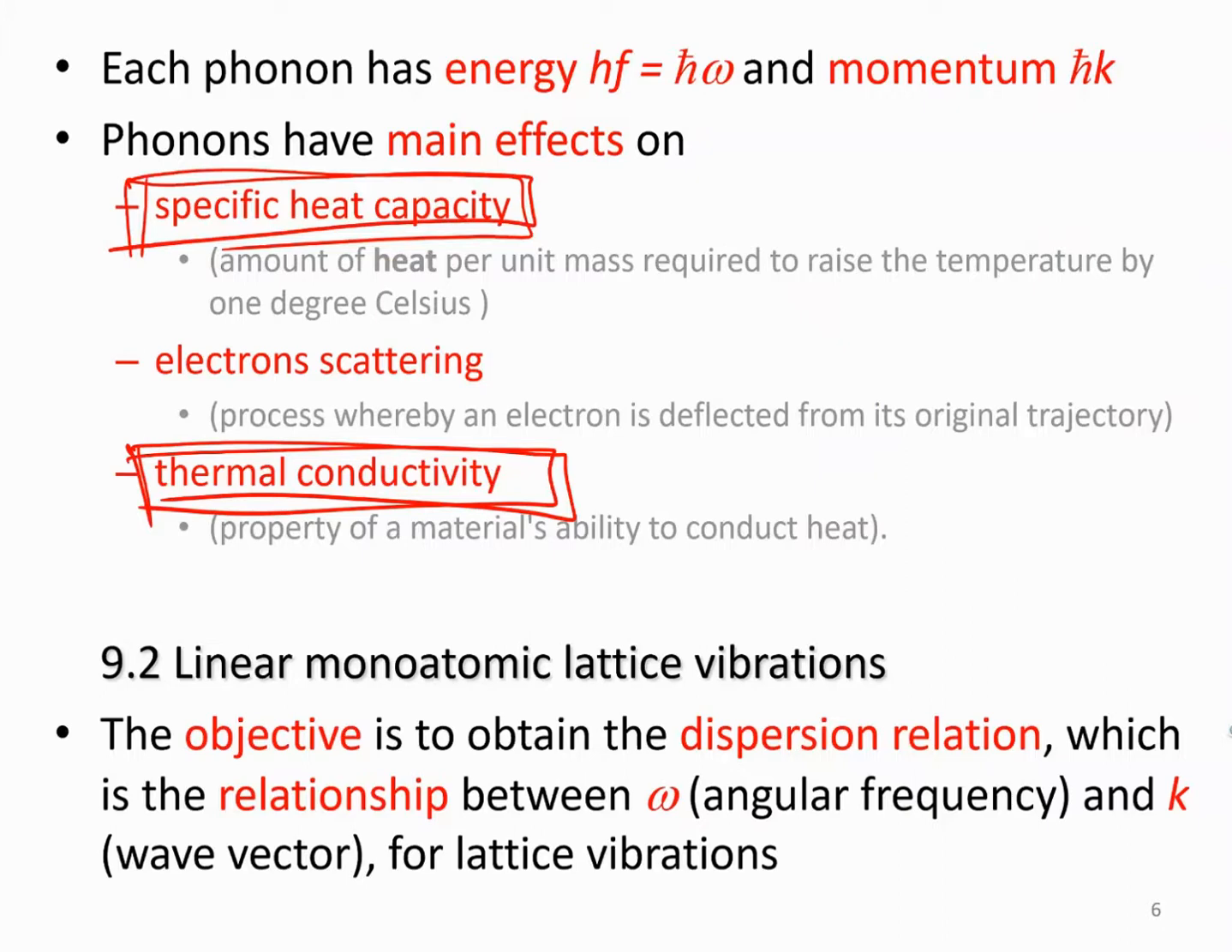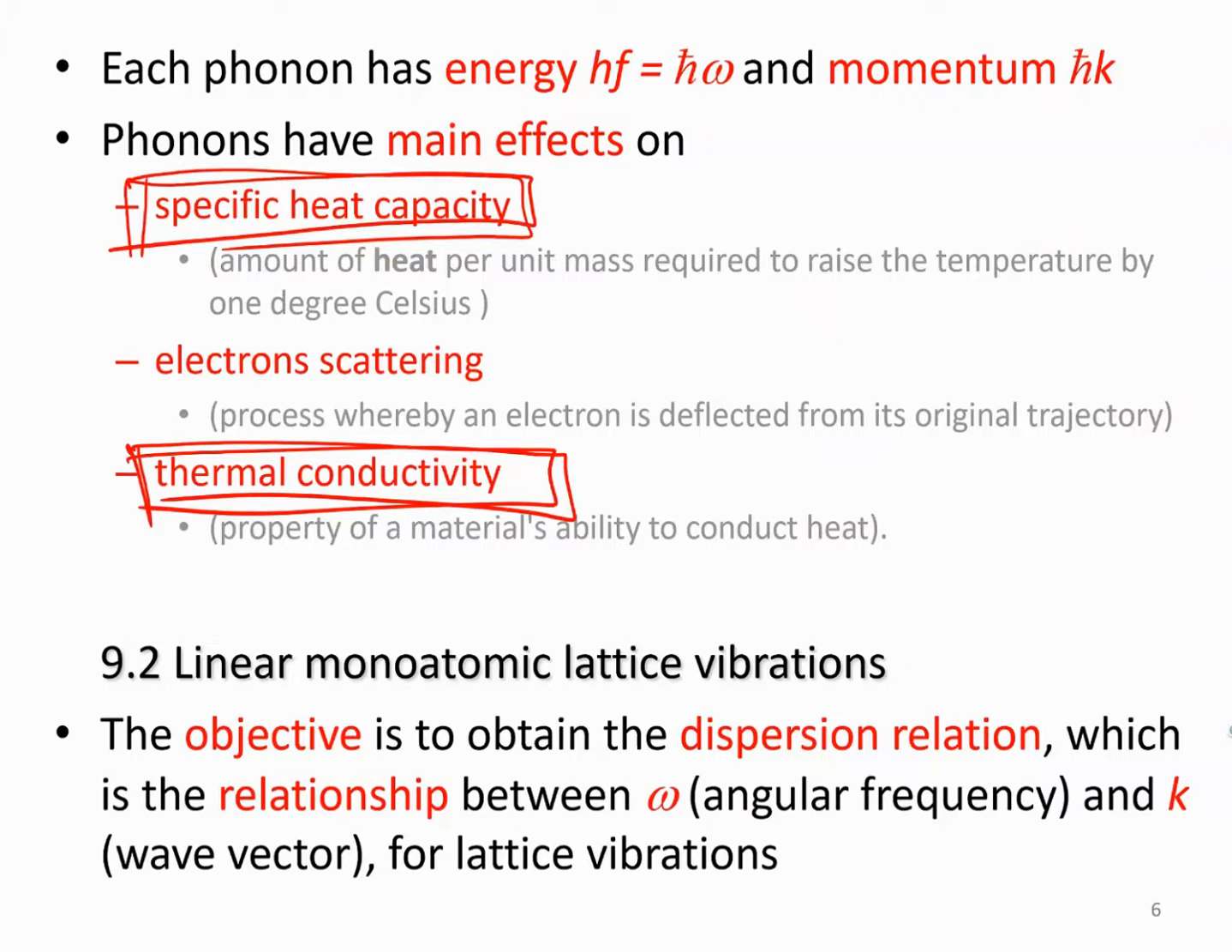Just in case you have forgotten what specific heat capacity is, it is the amount of heat per unit mass required to raise the temperature by 1 degree Celsius or 1 Kelvin. Electron scattering means the process whereby an electron is deflected from its original path. Then thermal conductivity is the property of the material's ability to conduct heat. It's similar to electric conductivity. Thermal conductivity means conducting heat.